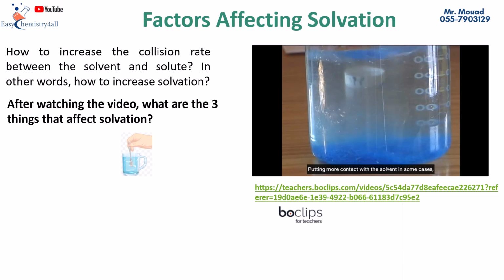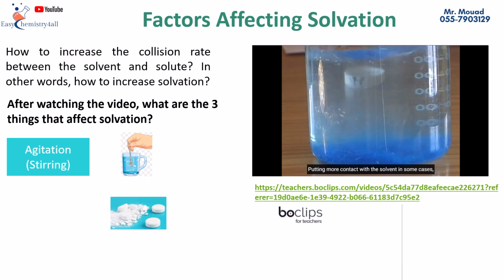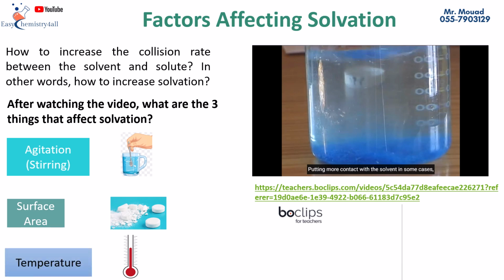So the first thing is stirring or agitation. And the second thing is, from the image, surface area. Increasing the surface area increases the rate of solvation. And finally, the last thing is temperature. And increasing the temperature will increase the rate of solvation.